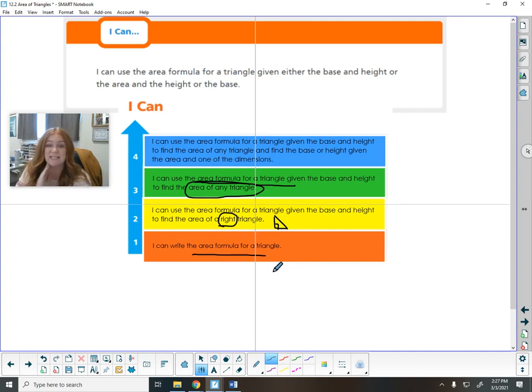A 4 today is that you can find the area of any triangle, and if it gives you the area, you can work backwards and tell me the base or the height, the dimensions of that triangle. So 3 is just find the area. That's our goal. A 4, above and beyond, means that you can also work backwards.